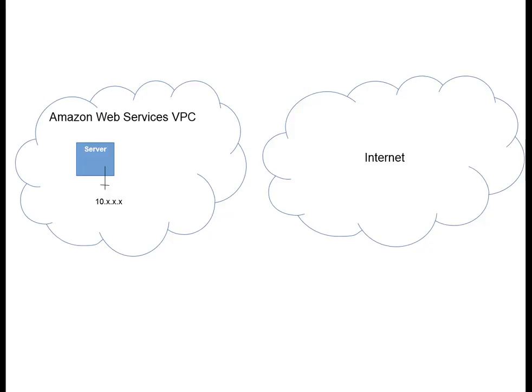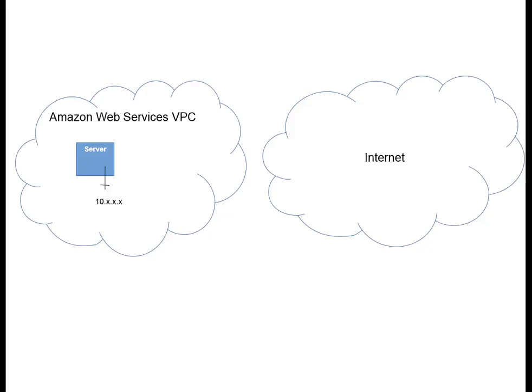Inside this Virtual Private Cloud, we have configured a server, and that server is granted an IP address according to the subnet that it's attached to. We're not going to get into all that in this video. But the main thing to realize here is that we are in a virtual private cloud, and we want this server to get to the internet.